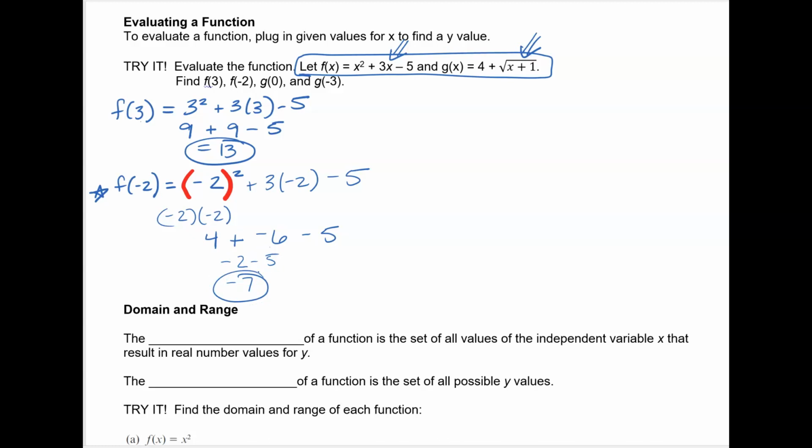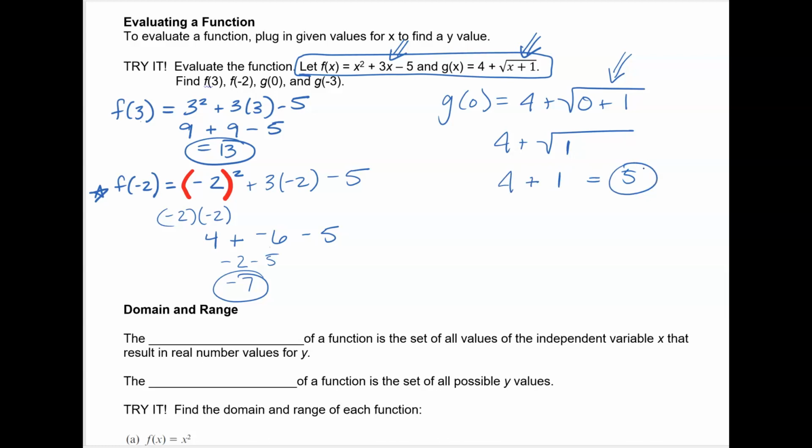So now I'm going to try some with g. So I've got g of 0. So I'm going to plug 0 in for x. And then with order of operations, you'll treat the square root kind of like parentheses. So you're going to want to do this first. So 4 plus 0 plus 1 is 1. And then the square root of 1 is just 1. And we add those together and we end up getting 5.